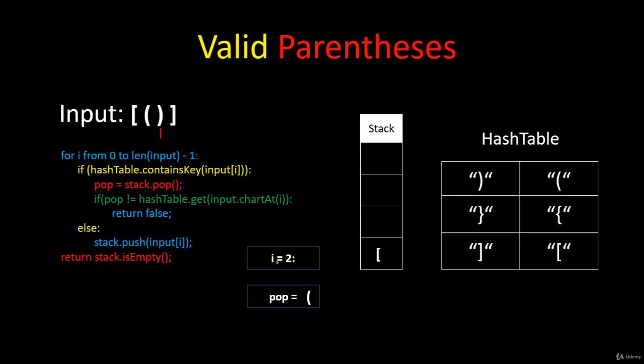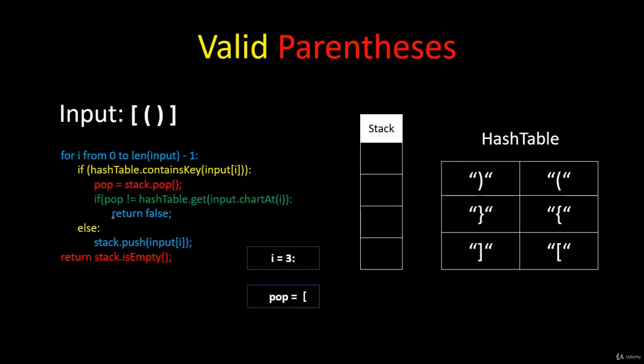Now for the next iteration, the value of i will be 3 and it will point to this closed bracket, and this bracket exists in our hash table. So it will pop this bracket from the stack and store it in the pop variable. Now we have pop equals this bracket, and here we're going to check, does pop not equal hashtable.get(input[i]). So it points to this input, and whatever we have in our hashtable against this, we have this bracket, right? And the value of pop is equal. So it is false. Then it will not return.